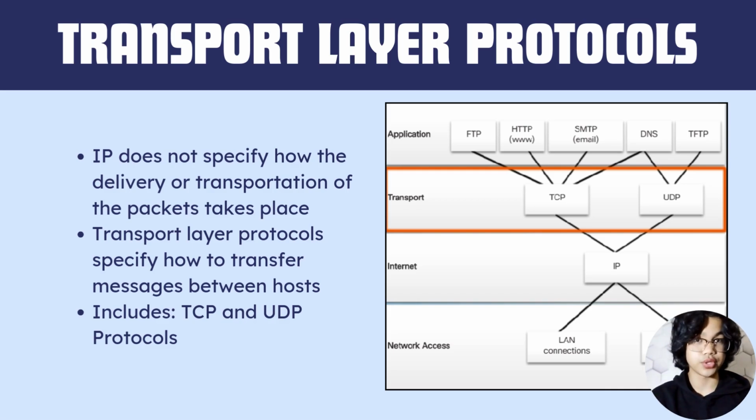The transport layer plays a crucial role in delivering data across the network. While the Internet Protocol or IP defines and handles addressing and routing, it does not define how data is actually transported between hosts. This is where transport layer protocols come in. They specify how the messages are transferred between hosts or devices, ensuring proper data delivery. The two primary transport layer protocols are TCP or Transmission Control Protocol and UDP, User Datagram Protocol. These protocols serve different purposes, which we will explore in the next slides.